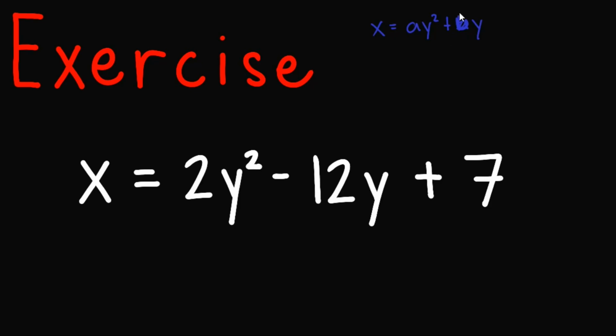plus by plus c. And we convert this to x equals a times y minus k squared plus h. So it's fairly similar. The only thing that you need to take note of is that the k out here is now inside and h is the one outside. So just a difference in positioning, but ultimately the steps are very similar.